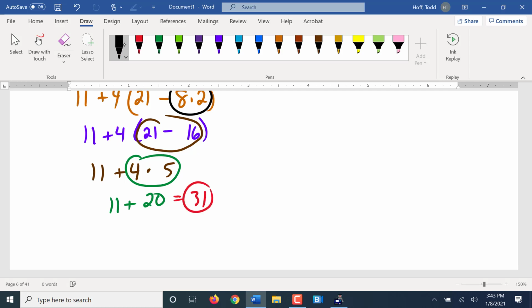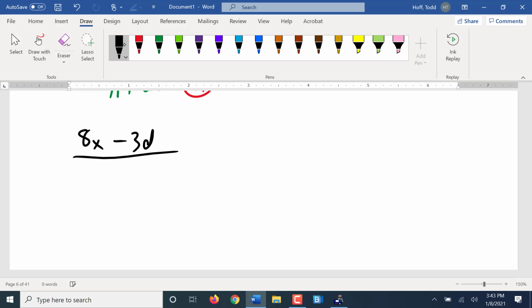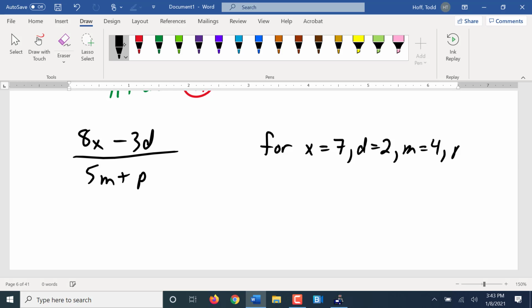Perfect. I'm going to have you guys try one more. Actually, I'm going to try 2 more, but we'll do this one first. So we're going to evaluate that 8x minus 3d all over 5m plus p, for x equals 7, d equals 2, m equals 4, and p equals 5.